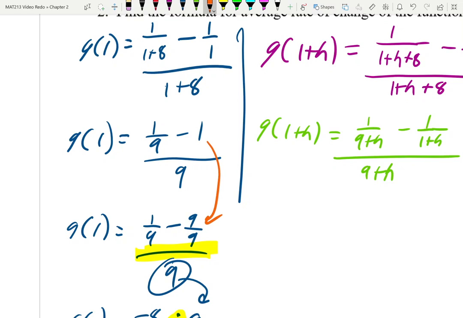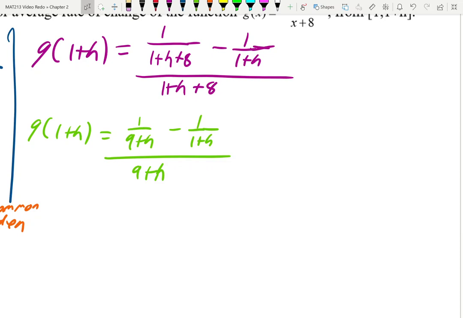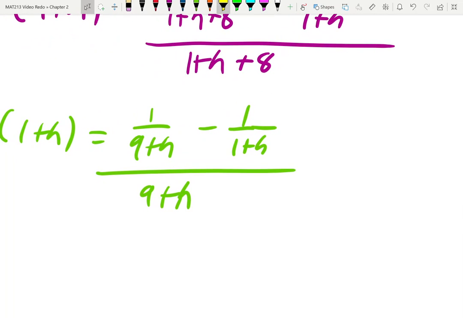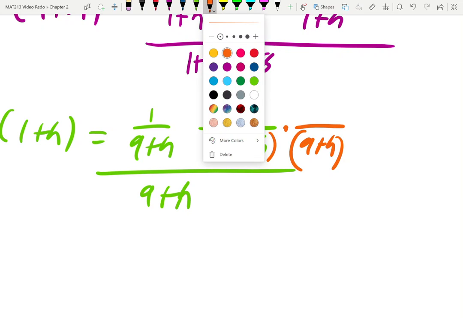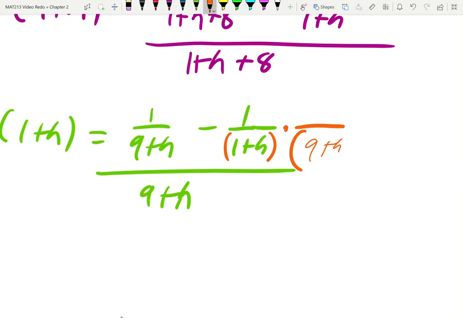But what I was going to point out is we did this problem by getting common denominators, didn't we? When we did 1/9 minus 1, we said, look, I need common denominators so I can subtract them. So common denominators, here we go. This denominator on the left-hand side is 9 plus h, so on the right-hand side, I need to multiply by 9 plus h. There we go. Now the right-hand side already has a 9 plus h, but it doesn't have a 1 plus h, so I'm going to give it a 1 plus h.